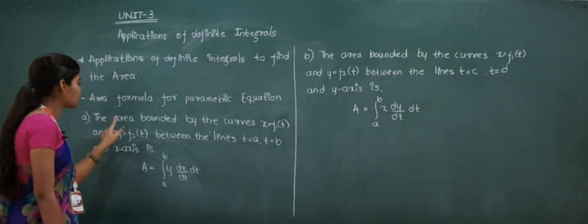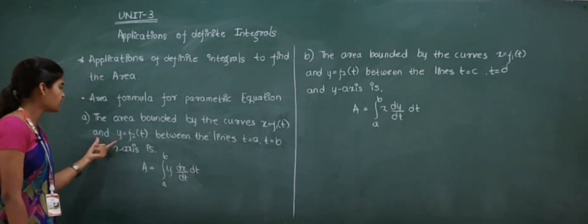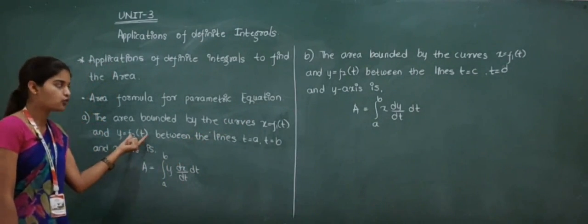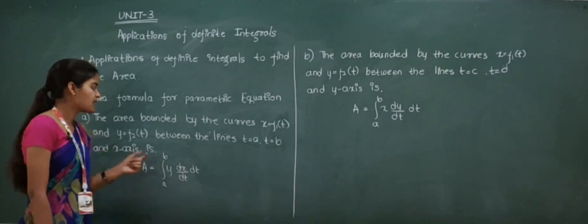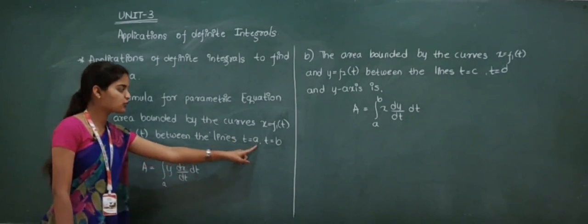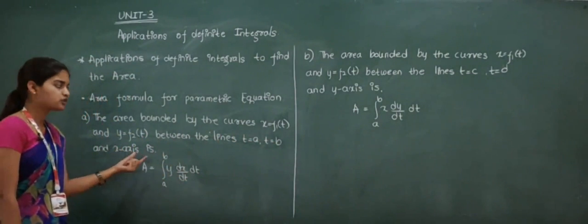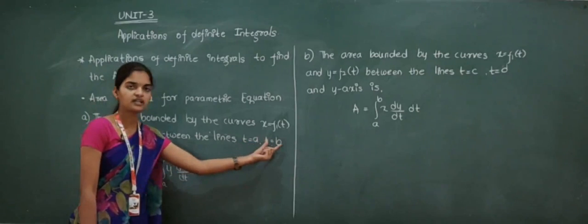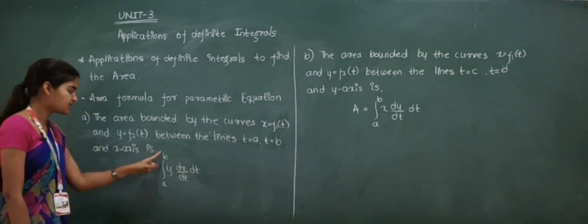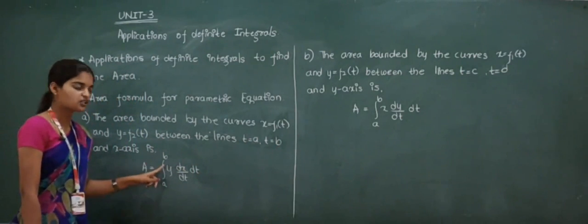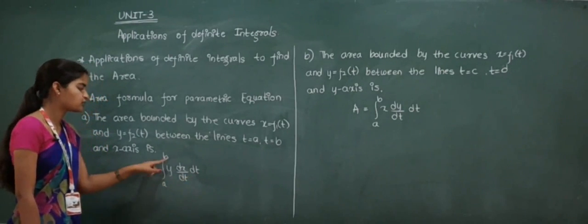So first one is what? The area bounded by the curves x is equal to f1 of t and y is equal to f2 of t. That means x and y are now functions of t, and between the lines t is equal to a, t is equal to b and the x-axis. So the area is equal to integration of y into dx by dt into dt from a to b.